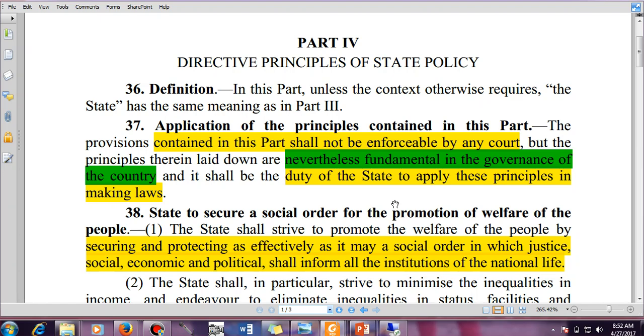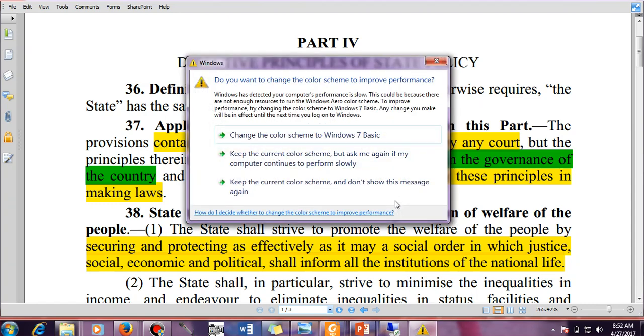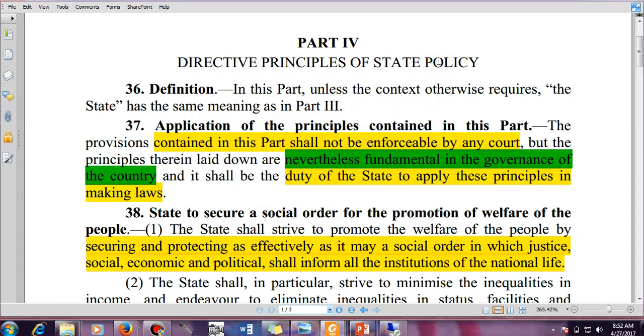So you cannot go to court and say that there are some DPSPs and I am not getting the benefits of DPSP. Nobody can make that claim. But the principles therein laid down are nevertheless fundamental in the governance of the country. That means those are the guidelines. Although these are not enforceable in any court of law, you still have to follow the articles in this part to run your governance and to make the laws. It is written here that it shall be the duty of the State to apply these principles in making laws.